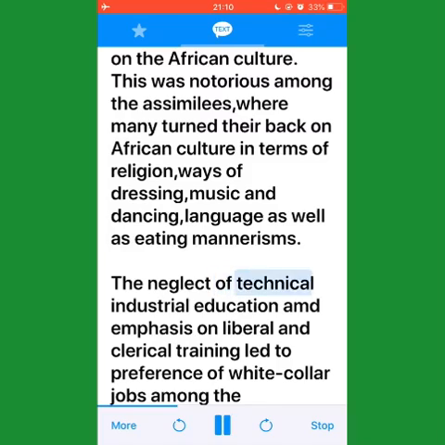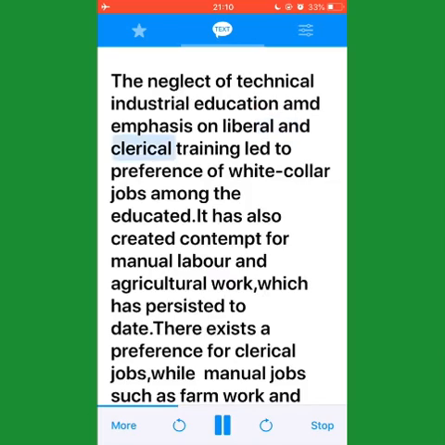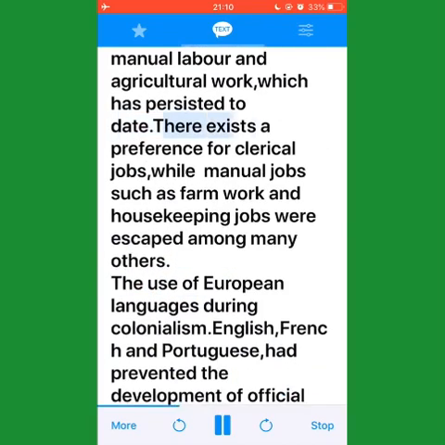The neglect of technical industrial education and emphasis on liberal and clerical training led to preference of white-collar jobs among the educated. It has also created contempt for manual labor and agricultural work, which has persisted to date. There exists a preference for clerical jobs, while manual jobs such as farm work and housekeeping jobs were shunned by many others.